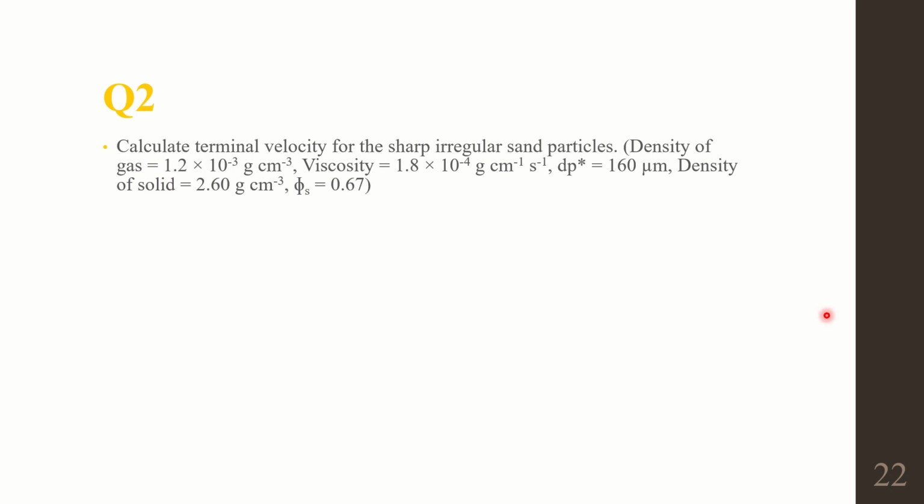So this is question 2. In question 2, it is asked to calculate the terminal velocity for sharp irregular sand particles. The gas density is given as 1.2 into 10 power minus 3 gram per centimeter cube, and viscosity is 1.8 into 10 power minus 4 gram per centimeter per second. dp is 160 micrometer, density of solid is 2.60 gram per centimeter cube, and phi s is 0.67.